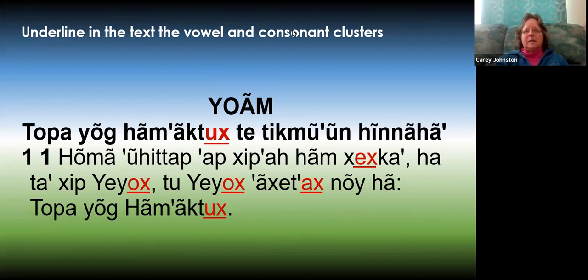For instance, here the UX is a consonant cluster, so we wouldn't count the U and the X separately, we count it as a unit. Same for the EX here, AX and OX. This just reminds you to count that as one unit.